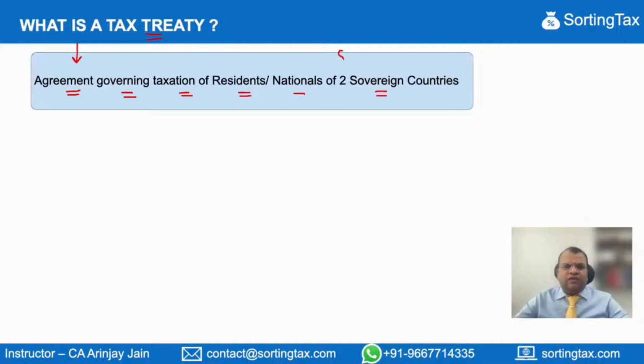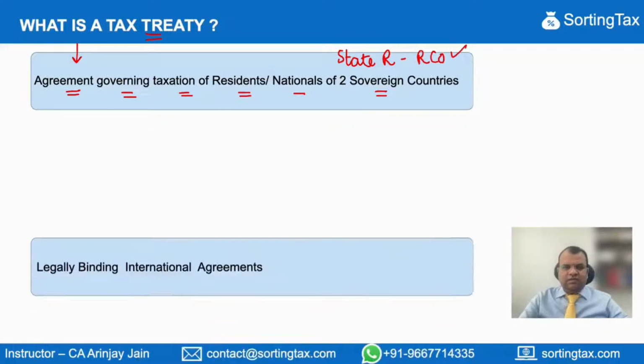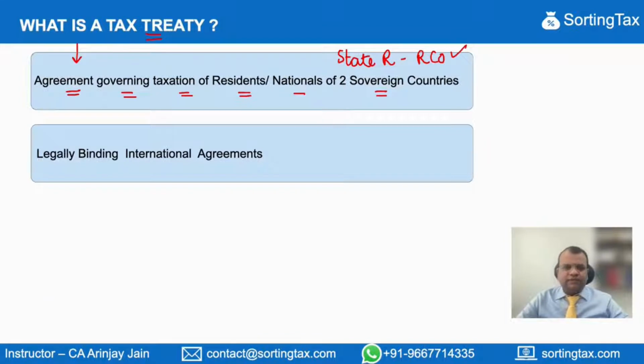In the previous example, we saw the taxation of state R. You had RCO. The taxation of RCO was governed by the tax treaty between state R and state S. On the contrary, if the company in state of source, let's say ESCO, were to receive any income from a person in the state of residence, the taxation of that income would also be governed by the tax treaty between state R and state S.